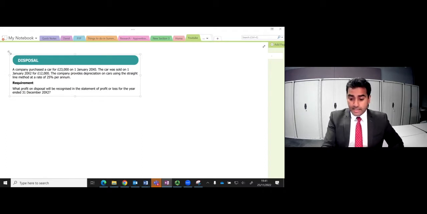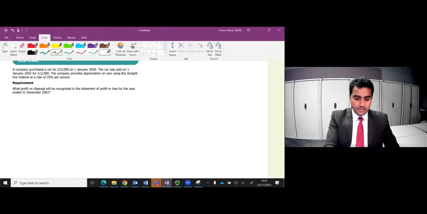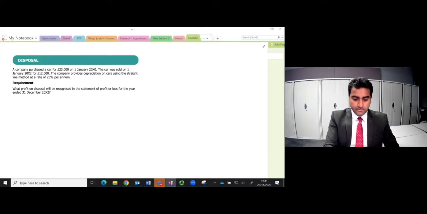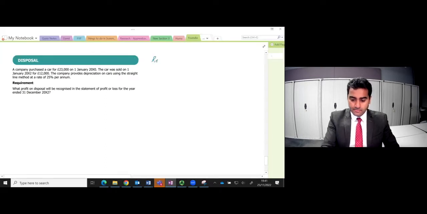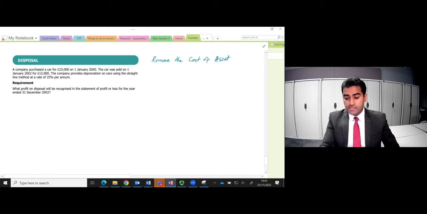So the first thing is we have to remove the cost of the asset. For this, I need to pass a double entry, which is disposal account debit and the asset account credit.